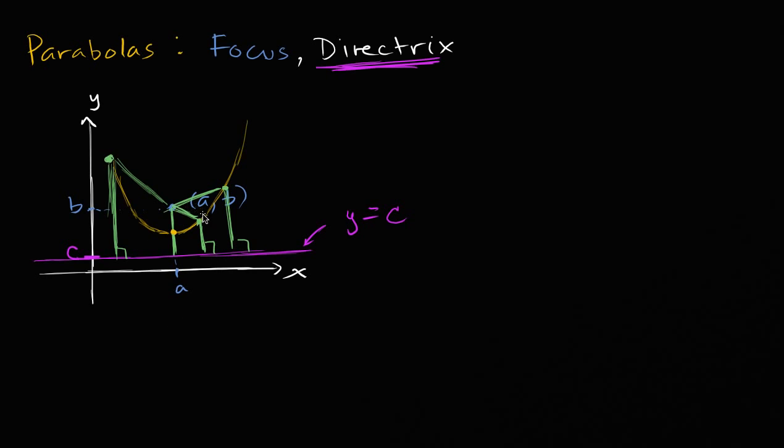So that's all a focus and a directrix is. And every parabola is going to have a focus and directrix, because every parabola is the set of all points that are equidistant to some focus and some directrix. So that's what they are. In future videos, we'll try to think about how you relate these points, the focus and the directrix, to the actual equation for a parabola.